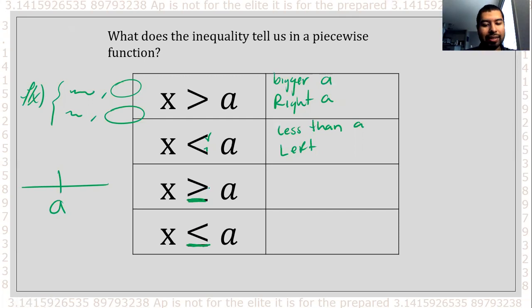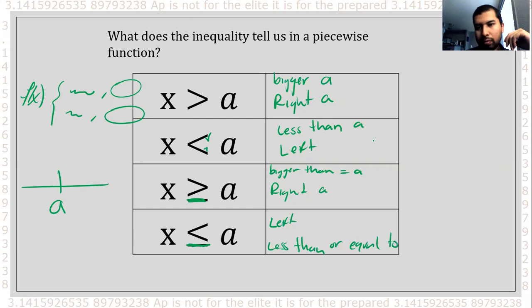Okay, so x greater than or equal to a means bigger than or equal to a. So a is included out here, including a, to the right of a. When we're graphing these, this would be a solid dot on the function at that point. And the same thing goes here. This one is to the left. That is less than or equal to.